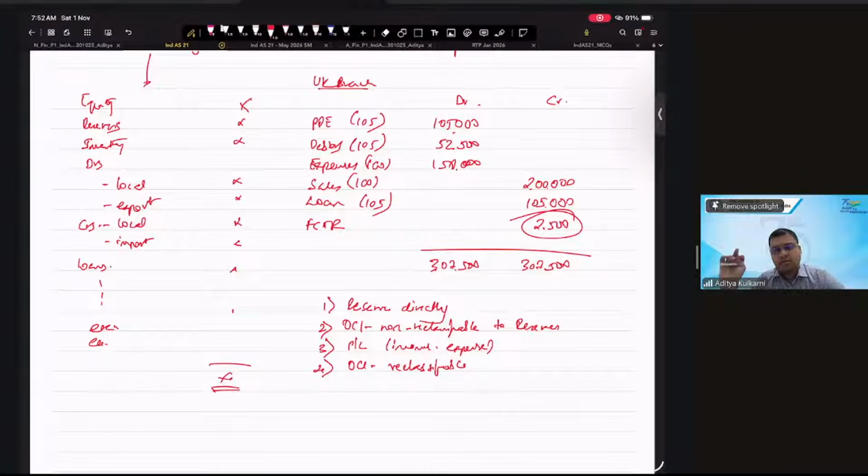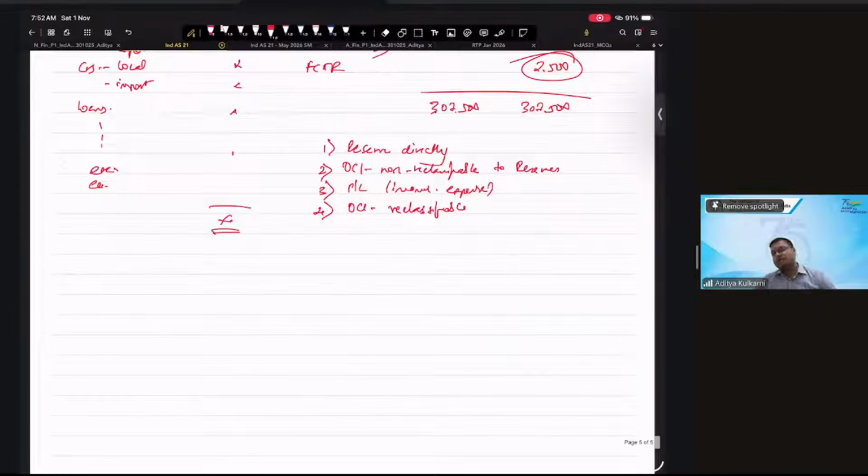Did you understand the reasoning behind all this? See, don't learn by heart. By now, I think you would be fairly aware of the reason why the treatment is so. It is even more simple, you don't really have to worry. All income and expenses take the average rate. All assets and liabilities take the closing rate.